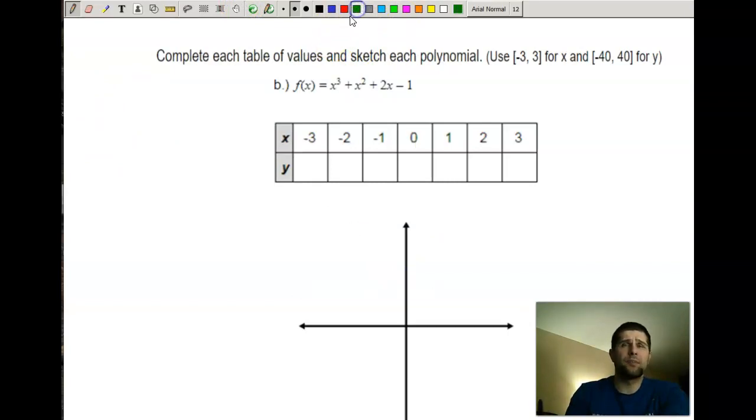And by the way, both of these problems are your homework problems. So if you're doing these problems, these are 2 of your homework questions. All right, so here's our function. We want to sketch this.